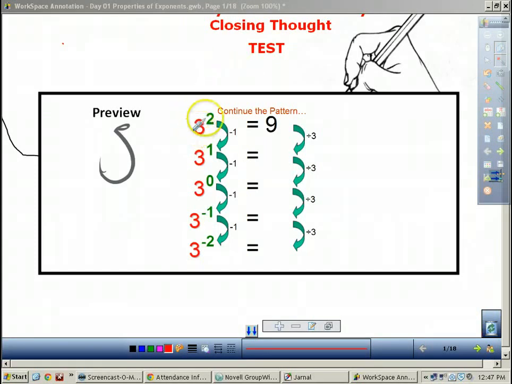So we know that 3 to the second equals 9. That means 3 times 3. 3 to the 1 equals 3. Anything to the 1 power is just itself. And you see this pattern. You can follow it. It divides by 3 every time. So that leads us to 3 to the 0 power, which must equal, if you follow the pattern, 1.